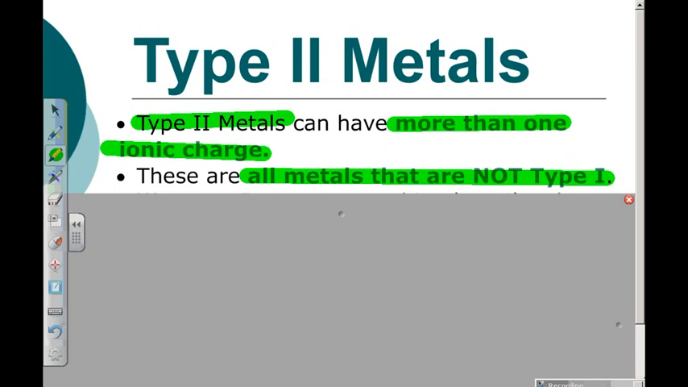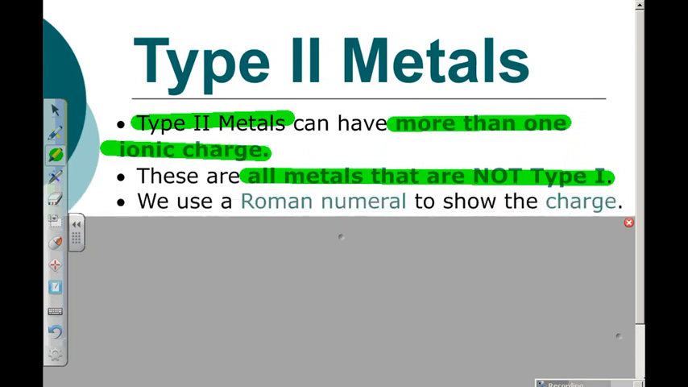In order to name these metals, we actually have to use a Roman numeral to show the charge of the ions. This is important because they can have a variety of charges, so we use Roman numerals to indicate which charge they actually have. Do you know what your Roman numerals look like?